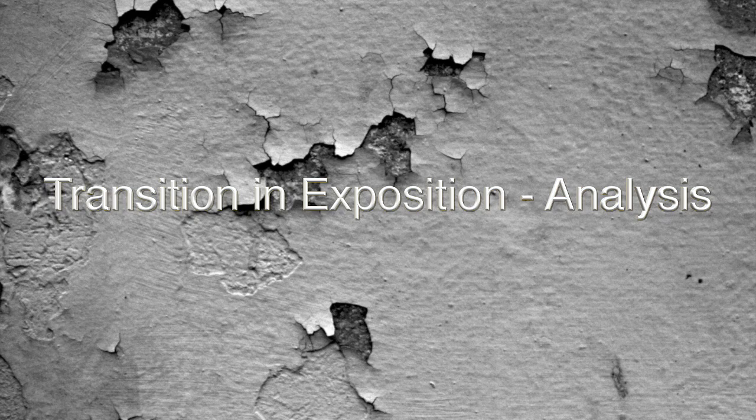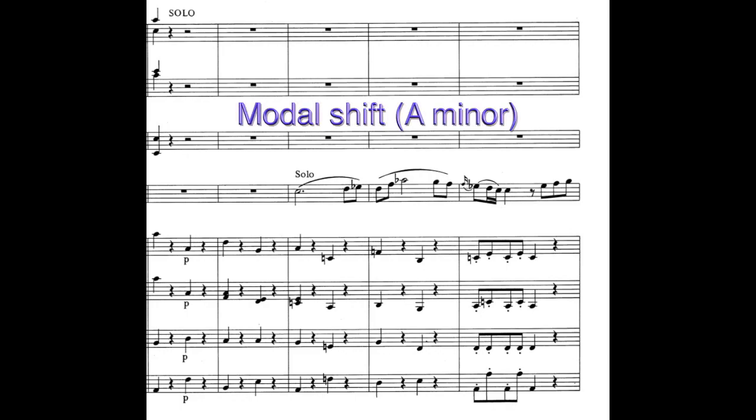Now let's look at the detail of the transition in the exposition section. The first interesting thing to notice is that we sort of land in A minor, which is parallel to A major. Unusual modal shift. Usually something like this would happen through a modulation, but here Mozart just replaces A major with A minor, and we're into this beautiful melody. Have a listen.